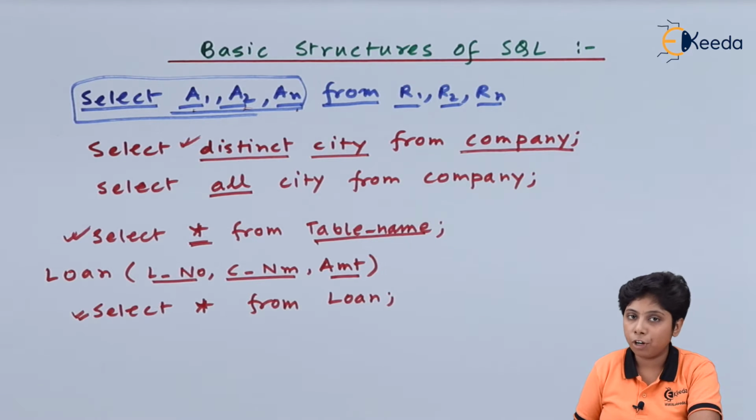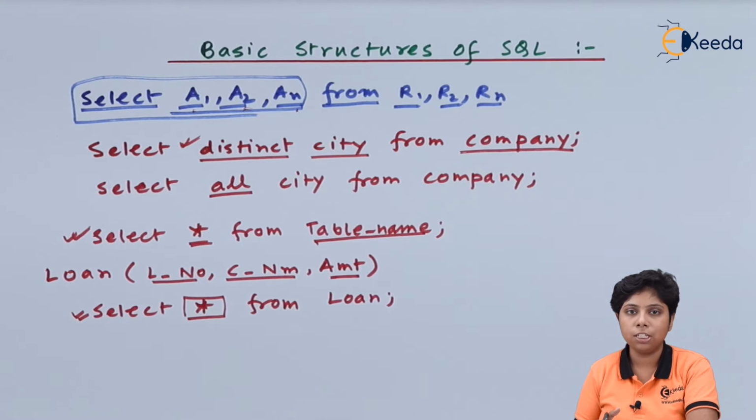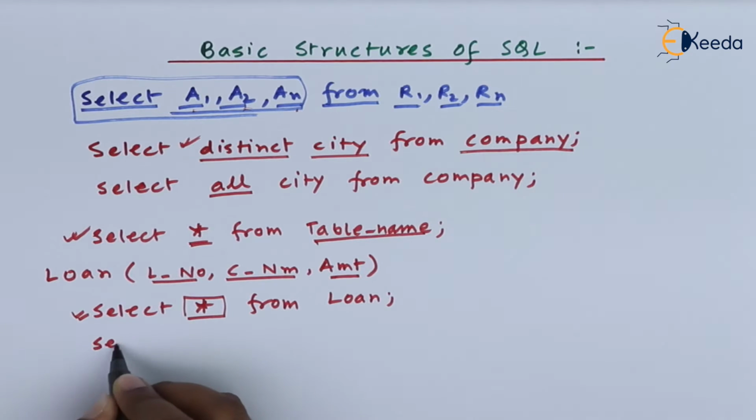And now we want to display the corrected result, that is amount into 100, so we cannot use the star here. Even though all the attributes are present, as we are making an adaptation, as in the projection of relational algebra, we have to use all the attribute names separately.